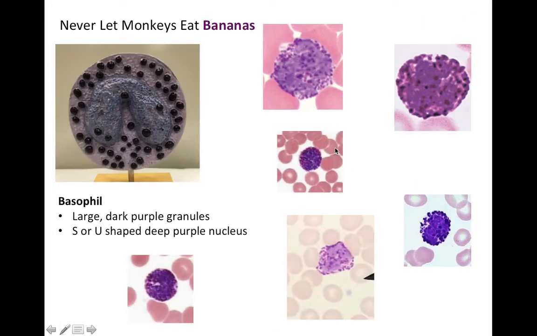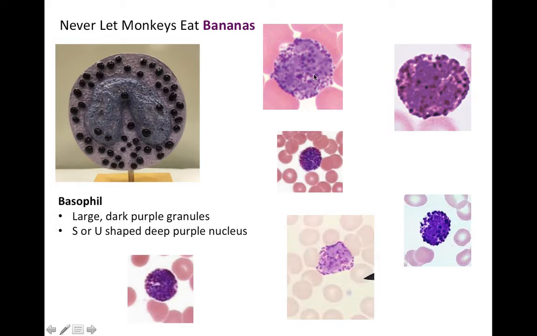Last one is our basophils. These are our least abundant, very, very rare to find one of these on the slides that we have because they are so rare. These are very distinctive because they've got the dark purple, sometimes even looking blackish granules, and then that U or S-shaped nucleus.